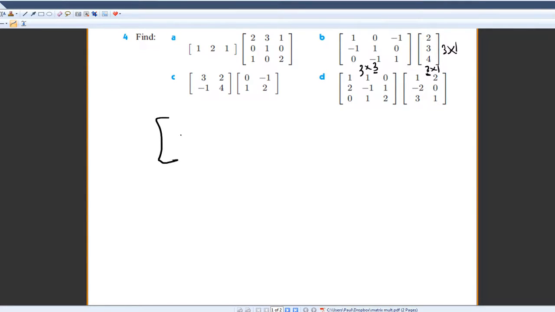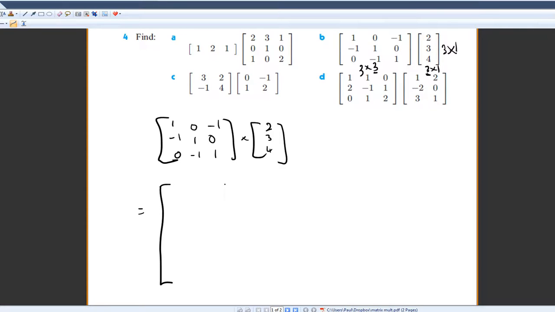Let's write it a bit bigger. 1, 0, -1, -1, 1, and 0. 0, -1, and 1. Now we're multiplying that by 2, 3, 4. So again, the fact that I know the output will be a 3 by 1 matrix means that this needs to have 3 rows and 1 column. So I can make a longer one this time.